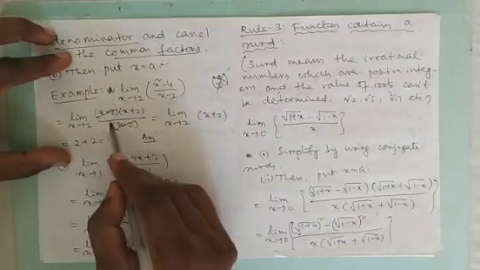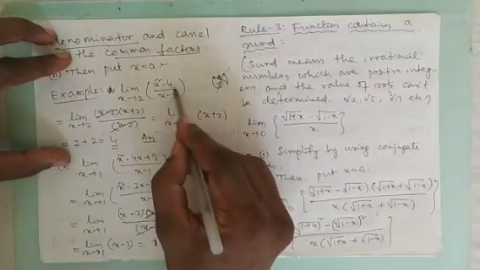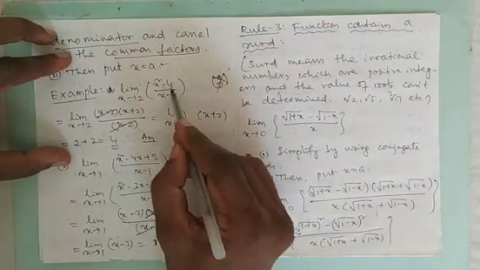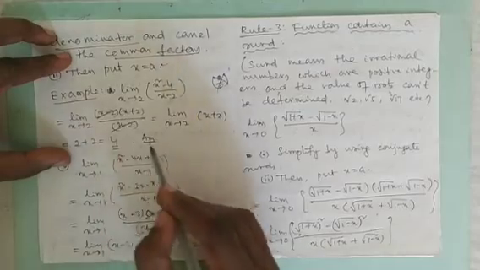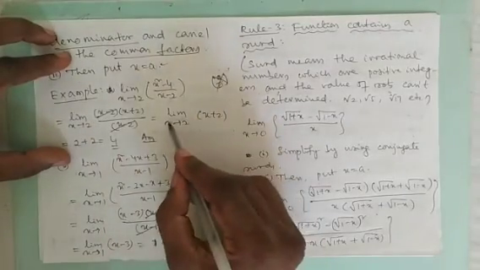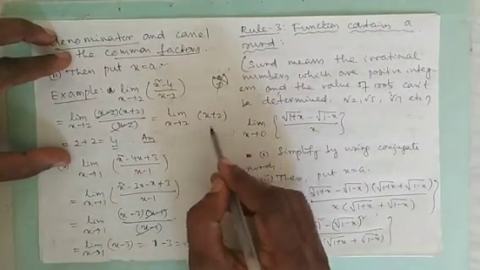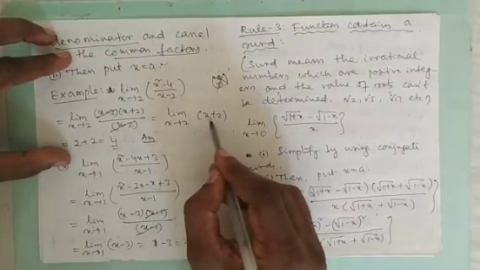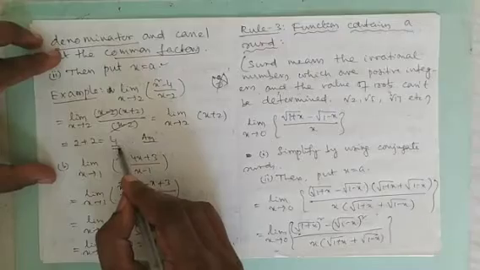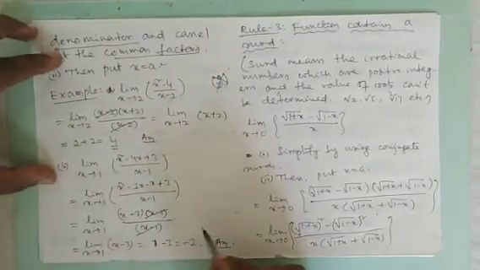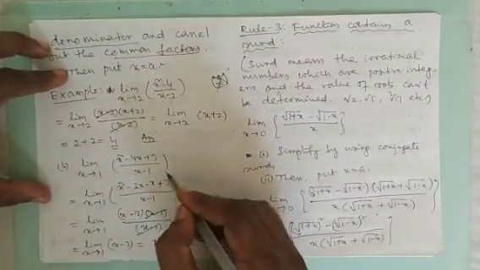So, limit x tends to 2, x square minus 4 is in the a square minus b square form. So let us write x minus 2 into x plus 2 by x minus 2. The common factor x minus 2 cancels out. Therefore, it is equal to limit x tends to 2 of x plus 2. Now in this function, you just put 2. So you get 2 plus 2 equal to 4, and this gives you the limit of the given function.